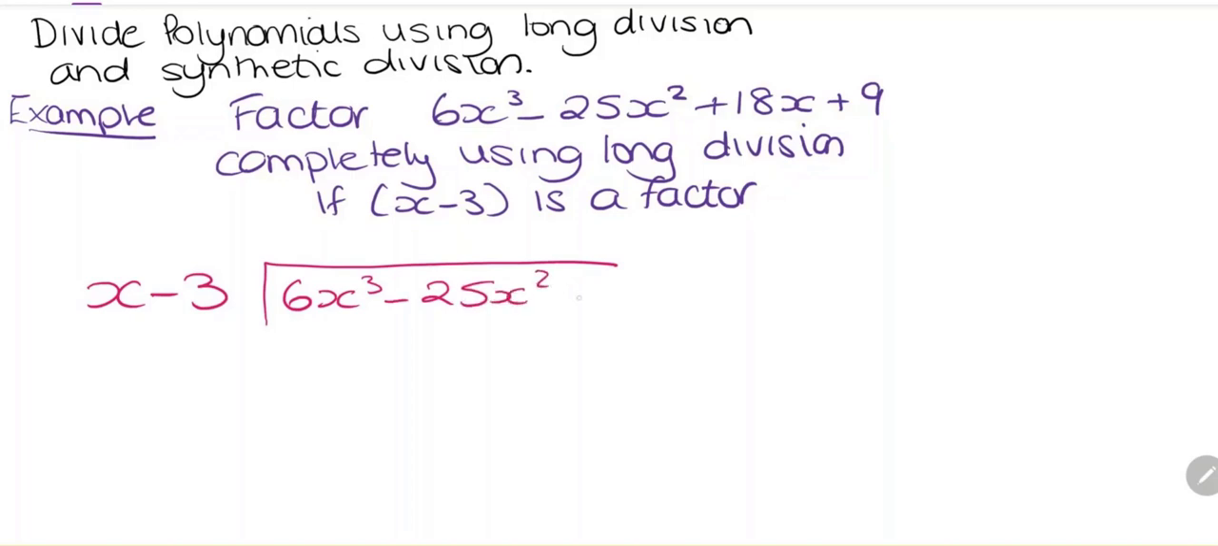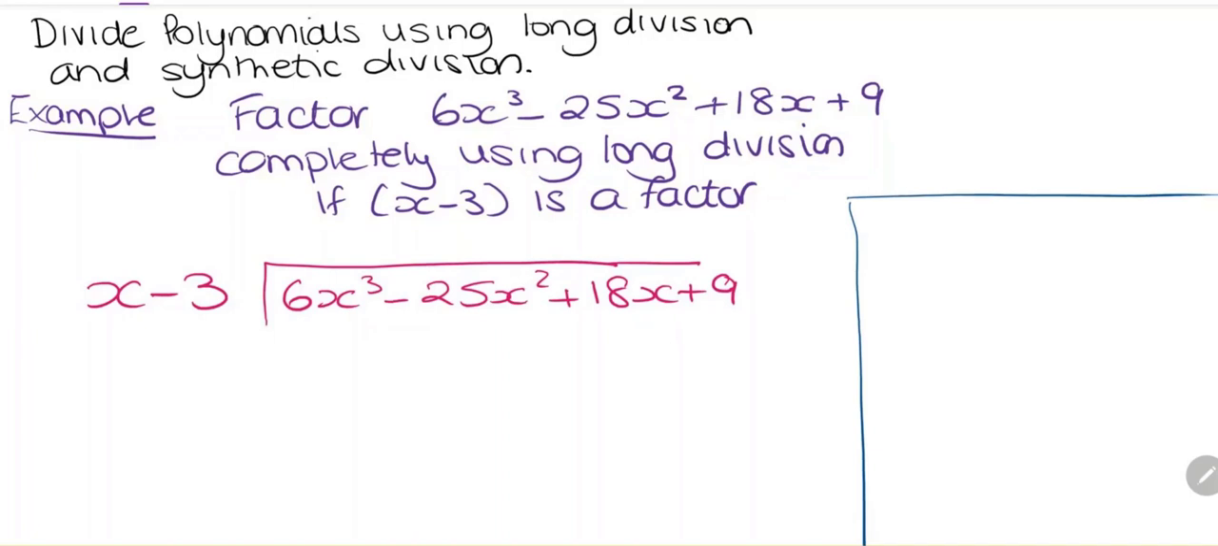So just writing down the question, and I'm going to separate this area here for our workings. The first thing I need to do is 6x cubed divided by x. So this is going to be 6x squared, so I'm going to write this 6x squared.